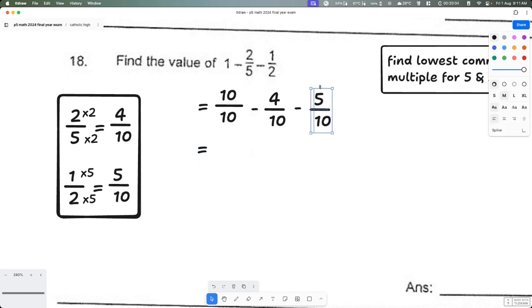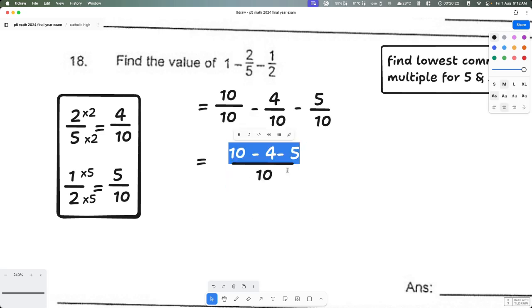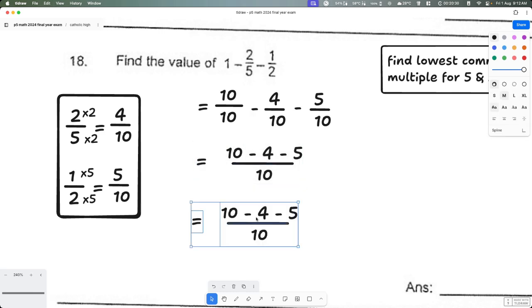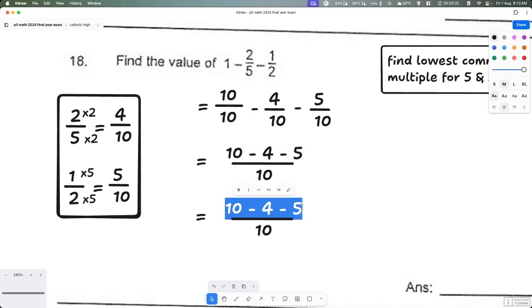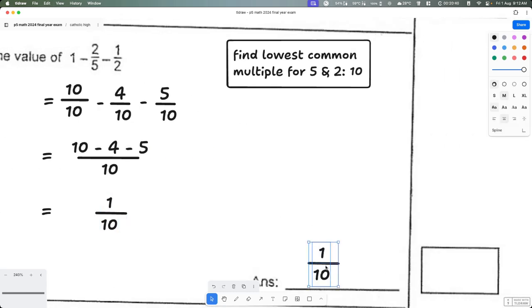So we have a denominator of 10, but we're going to subtract, since everything is out of 10. So we have 10 minus 4 minus 5. What's 10 minus 4 minus 5? It's 1, and that's it. So the answer to this is 1 out of 10. Okay, so this is the answer.